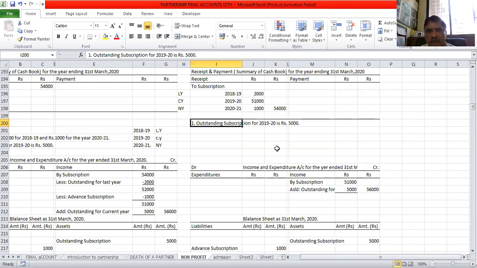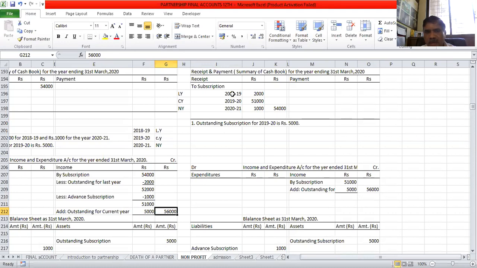We are preparing the income and expenditure for the current year, so just pick up the income of the current year here. What is the income of the current year received? It is 51,000. And what is the income outstanding for the current year? Take that as 5,000 and add it: 51,000 plus 5,000 is 56,000. If you see here also 56,000, here also 56,000. The question is the same; the presentation of the question is different.